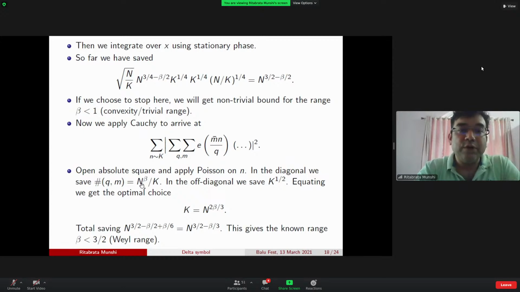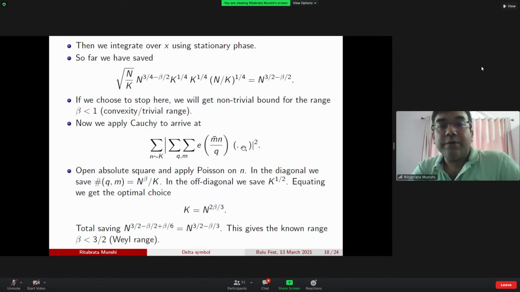So that's the number of q and m, and that turns out to be n to the power beta by k. Okay? And in the off-diagonal, since if you look at the n sum, and since you have a geometric series, the saving will be n by square root of the analytic oscillation. The analytic oscillation here has amplitude k, sorry. And so the saving will be k by square root of k. Okay, so that's how much you save in the off diagonal.